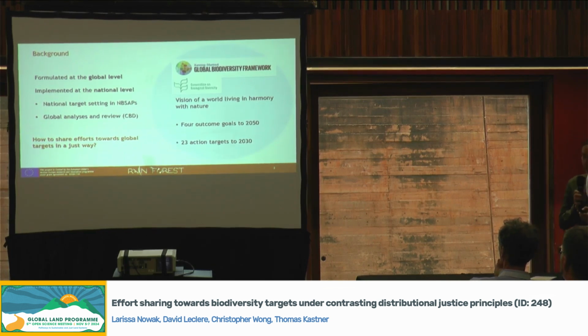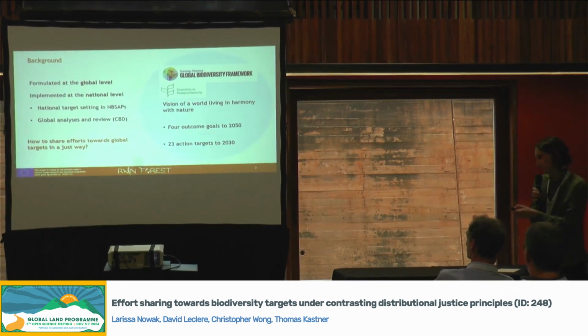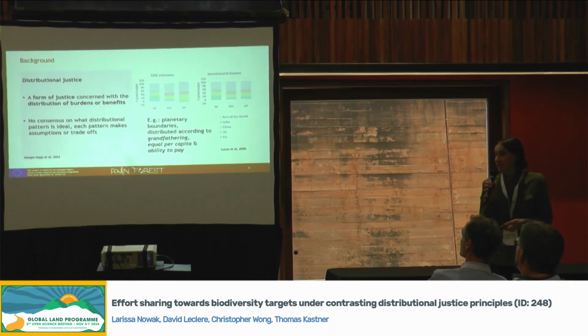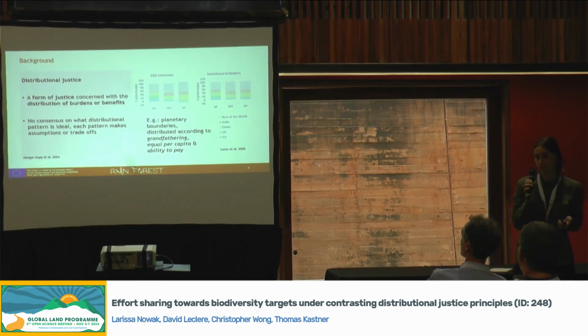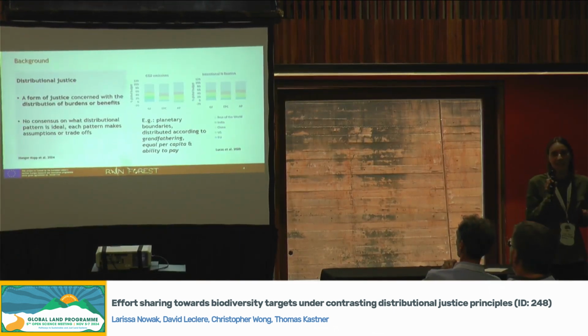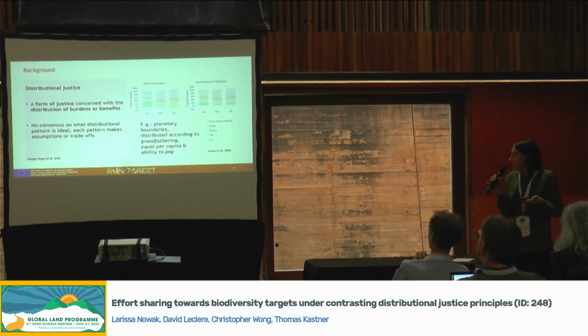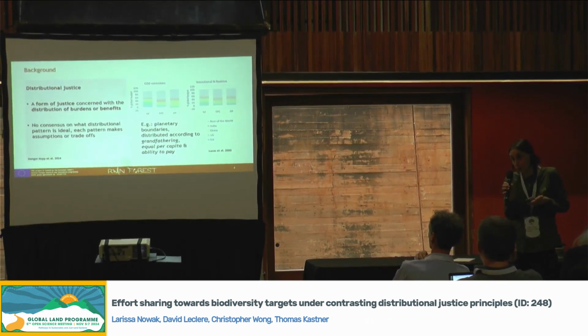And this kind of poses the question how to share the efforts or the benefits and burdens related to that between the member states. And one form of justice that is related to that is distributional justice. This is a form of justice that looks at how benefits and burdens are distributed, and it comes with a lot of different patterns. There are many distributional considerations how you can share benefits and burdens, and there's no ideal pattern really. It's more that each of these patterns make assumptions, and they also come with trade-offs.